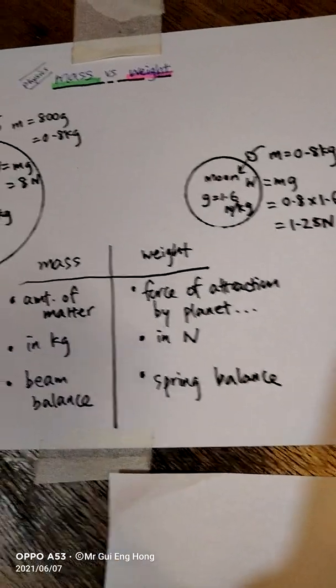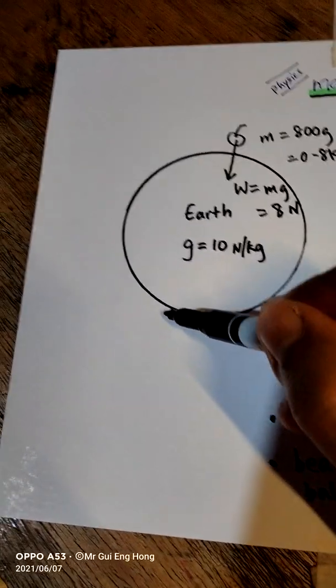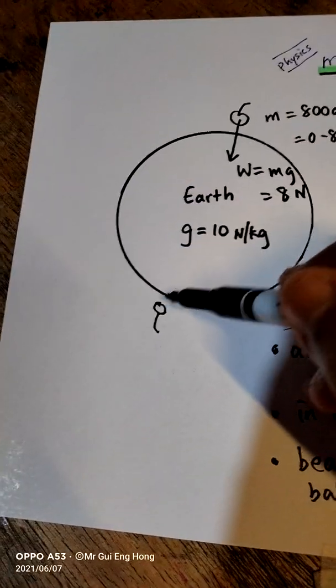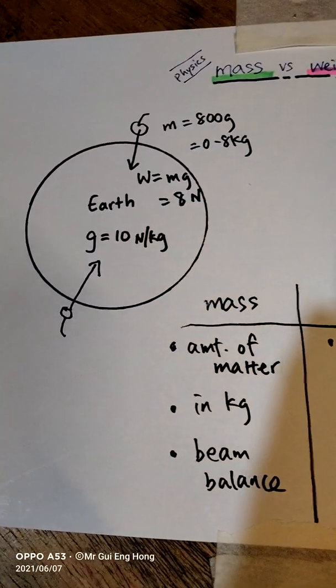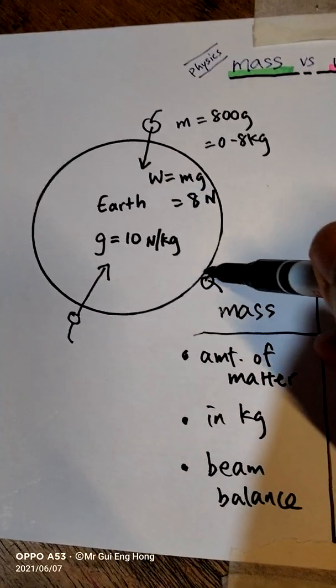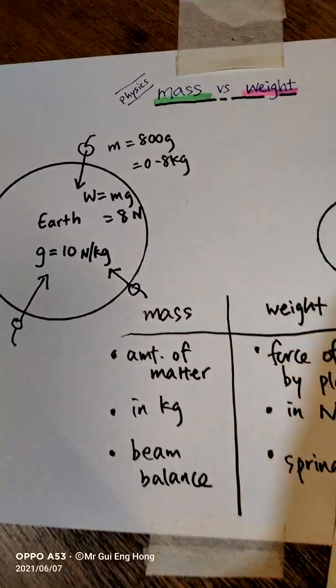Now before we end, I would like to further explain that the weight of an apple at the other side of the planet, alright, is also towards the center of the planet. Alright, if the apple is here, the weight, the force of attraction by a planet, is always towards the center.